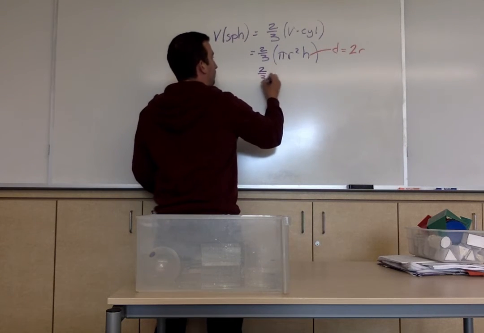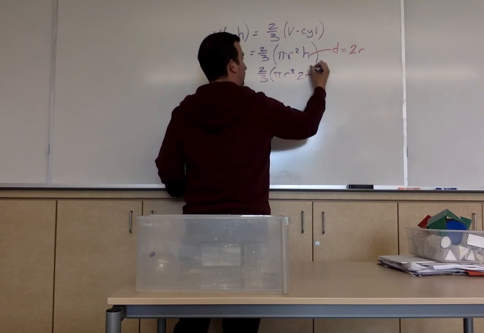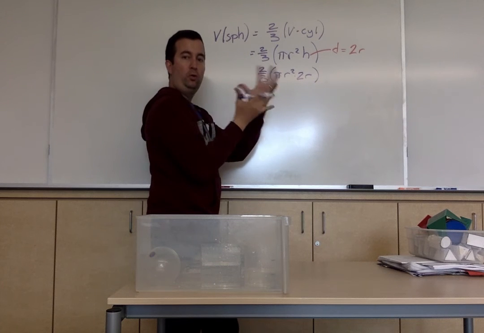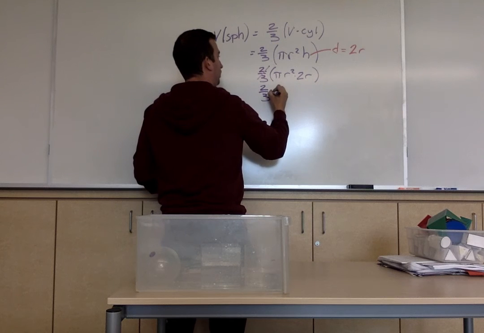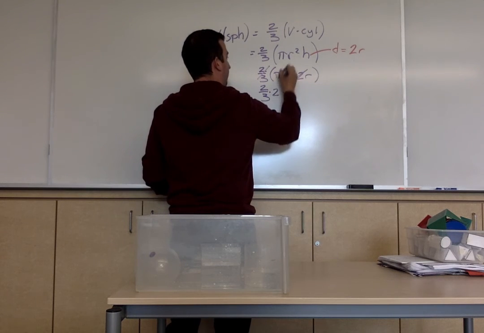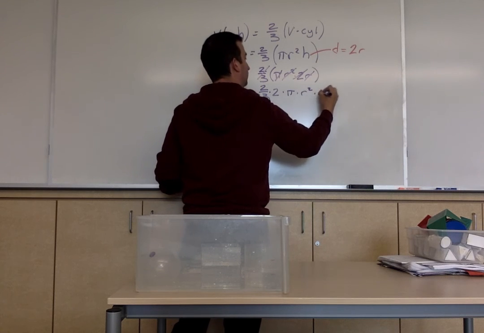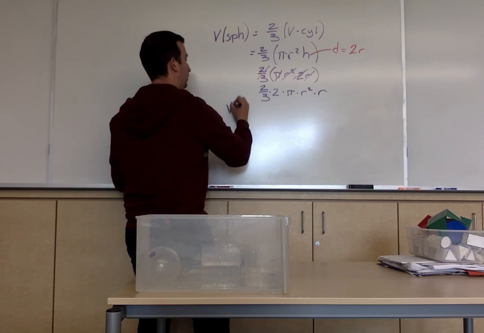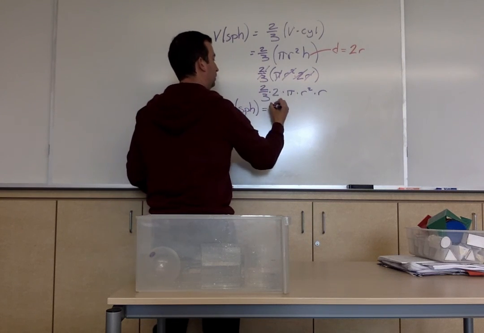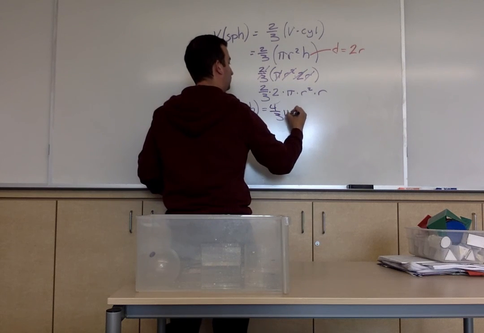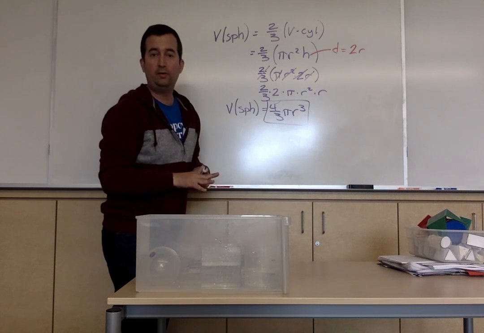2/3 times pi radius squared times 2 times the radius. Now I can just start reordering some of this multiplication. 2/3 times 2 times pi times radius squared times radius. Therefore, the volume of a sphere is equal to 4/3 pi r cubed. And there you have it.